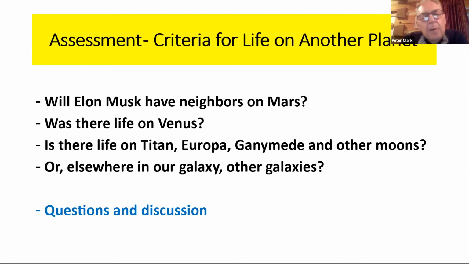Okay, so when I've done that, I'll be able to make an assessment of what the criteria are for life on a planet and be able to answer this question. If Elon Musk ever goes to Mars, will he have neighbors? Probably in fossilized form, but will he have neighbors? Was there life on Venus?